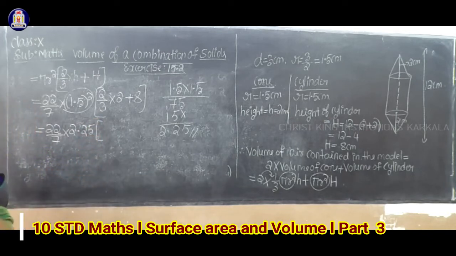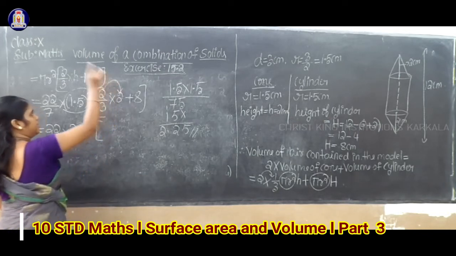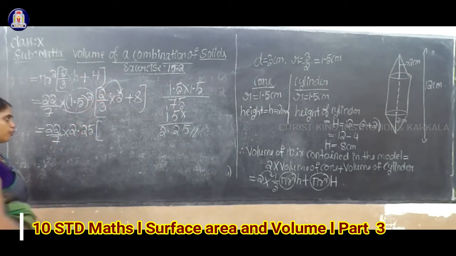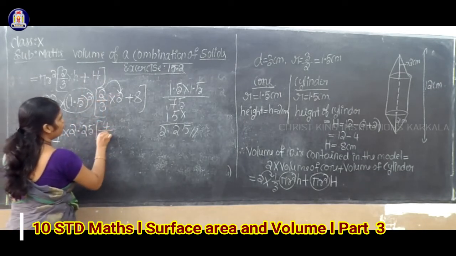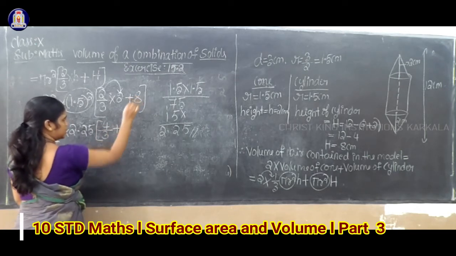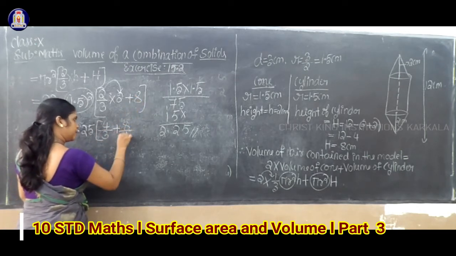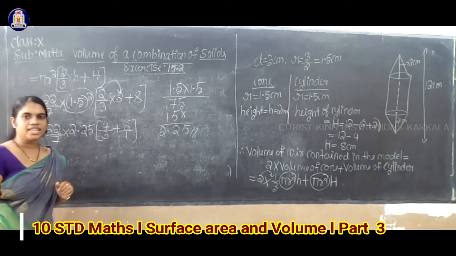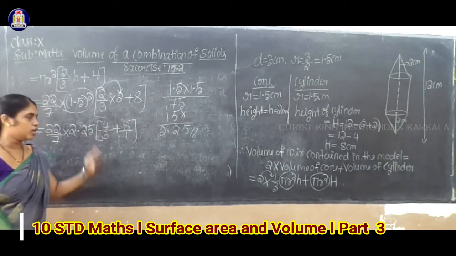Okay, so now this 2 will multiply with this 2. 2 into 2 equal to how much? 4. So you will get 4 by 3 plus 8. 8 is nothing but 8 by 1, isn't it? Okay, so take the LCM of 3 and 1. What is the LCM? Okay, so later we'll simplify.